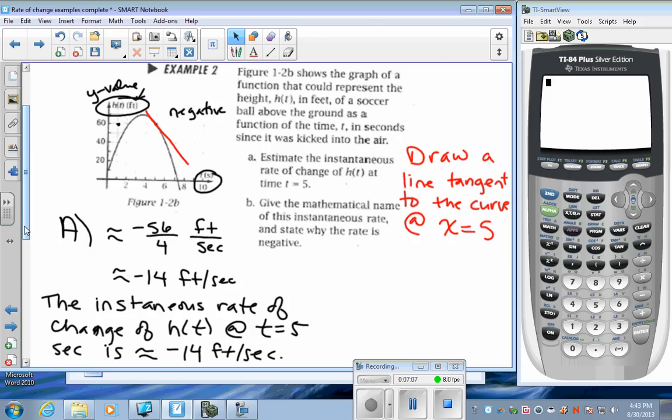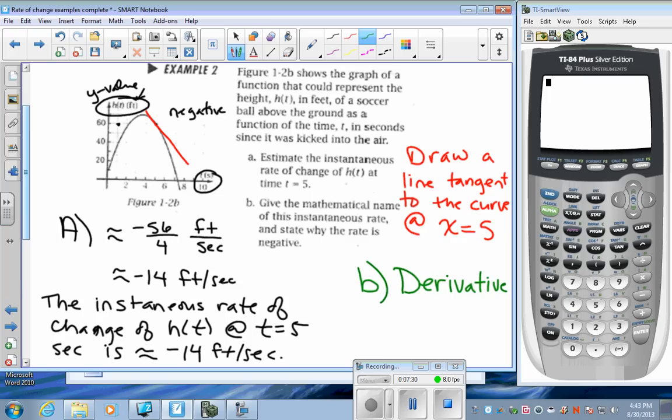Part B. Part B says, okay, now go ahead and tell me what the mathematical name of this instantaneous rate is. And that's the calculus right here. We did an instantaneous rate of change. We used slope to estimate that, which is an Algebra 1 idea, but that is the crux of calculus right there, and that is called a derivative. So derivatives represent rates of change, more specifically, instantaneous rates of change.